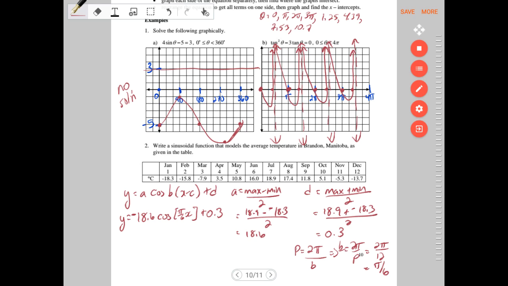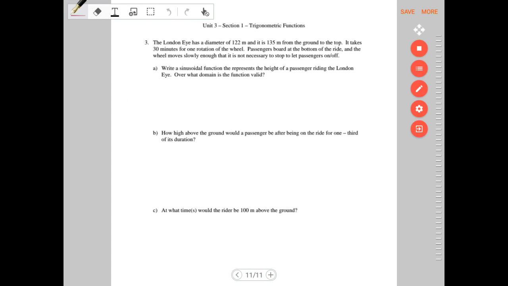Now, this does shift it a little bit because January is the first month, but we actually put it as the 0 month. Okay. So if you wanted to shift it so that January is the first, then you can shift it horizontally by, instead of having this as being pi over 6 times x, you can make it pi over 6 times x minus 1, and that would shift it back so that January is indeed the first month. Okay? All right, let's try the next page. Example question number 3.